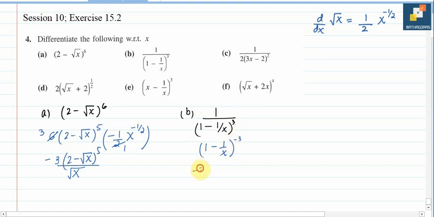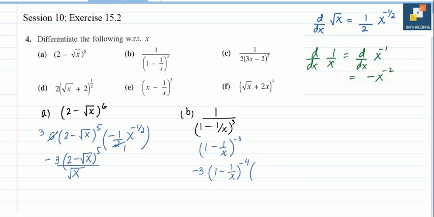So first we need to write down the power, then subtract 1 from the power, so it will be minus 4, and then the derivative of 1 upon x. Now if I need to find the derivative of 1 upon x, basically that is equal to d by dx of x to the power minus 1, right? And that derivative equals minus x to the power minus 2. So that is the derivative of 1 upon x, and I will use this one here. So the derivative of 1 upon x is minus x power minus 2.